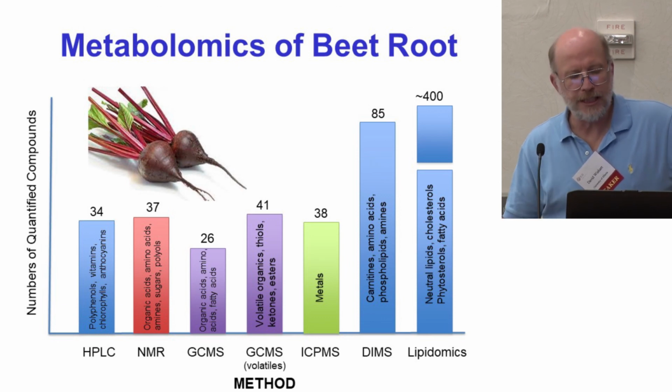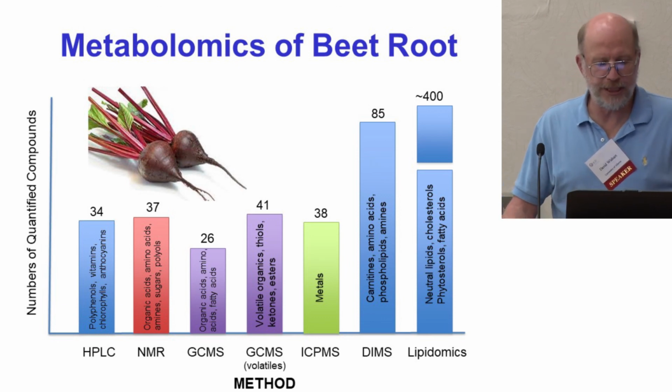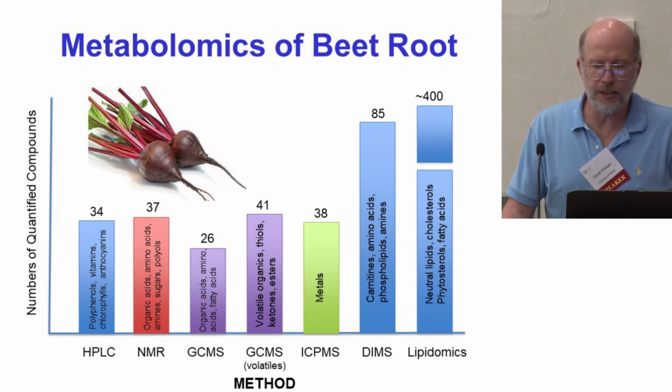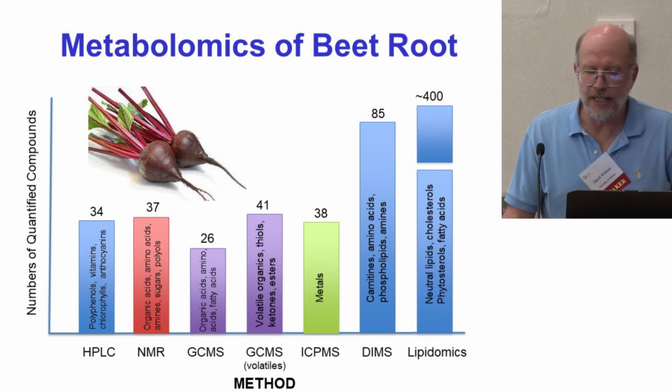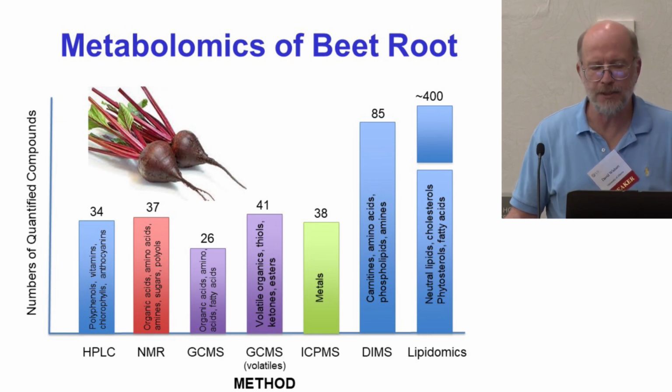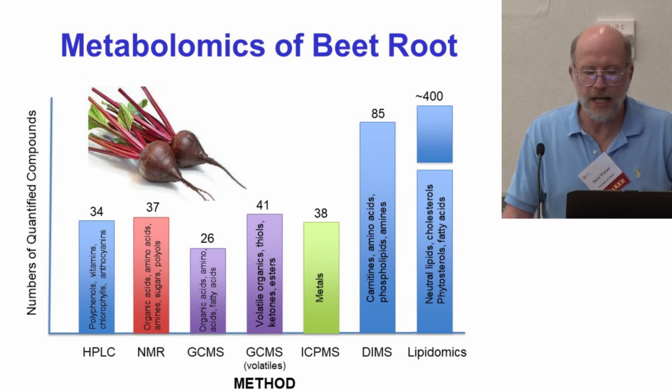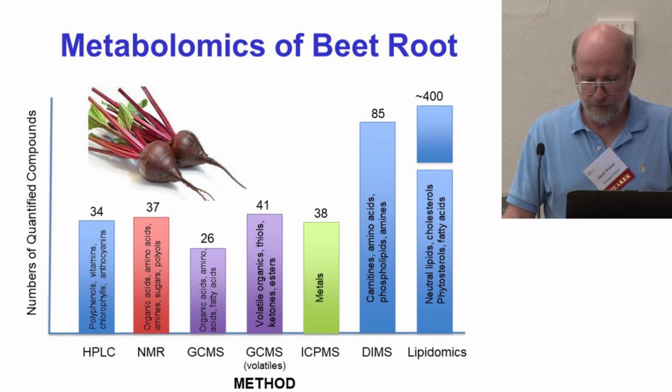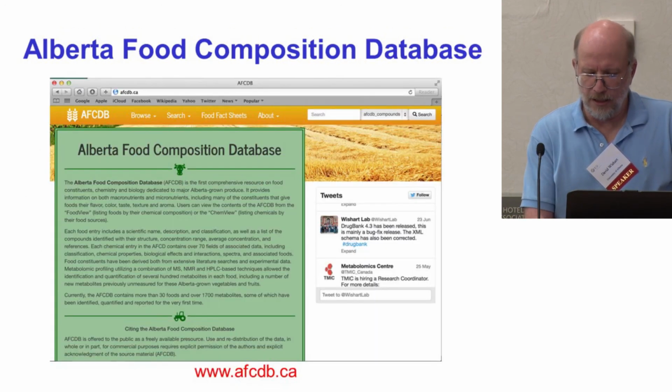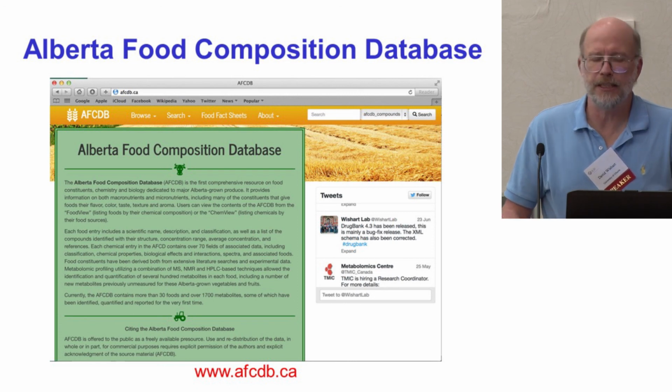As an example in more detail, this is just from beetroots, and illustrating the number of compounds that we can measure, usually with specialized HPLC UV assays, more specialized NMR assays, different types of GCMS assays for non-volatile and volatiles, the different metal ions that we could measure, and the variety of compounds detected by LC-MS. So that information, and for all these different food products, was then put onto a database. We call it the Alberta Food Composition Database.